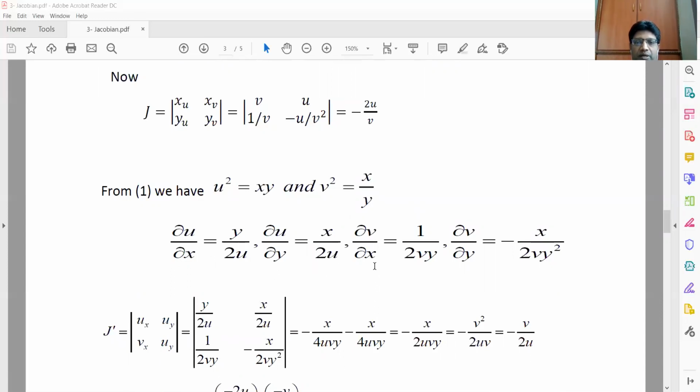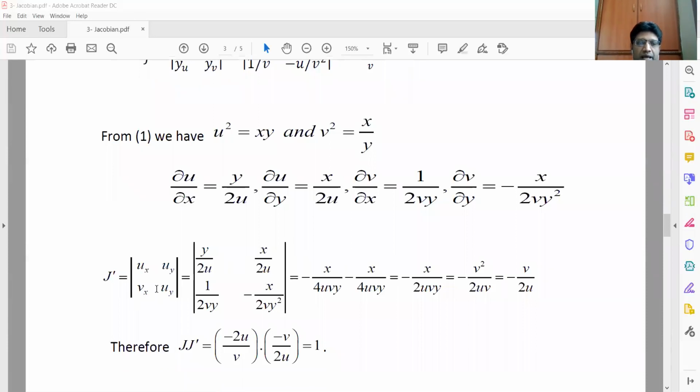Next, dou v by dou x is 1 by dou v by dou x. That means 2v into dou v by dou x equals x by 2vy. Next, 2v into dou v by dou y is minus x by v square. That 2v came to this side. Now, if I substitute in j dash all these four values, it will be like this.